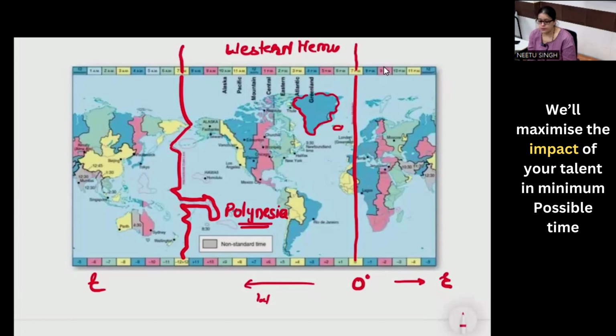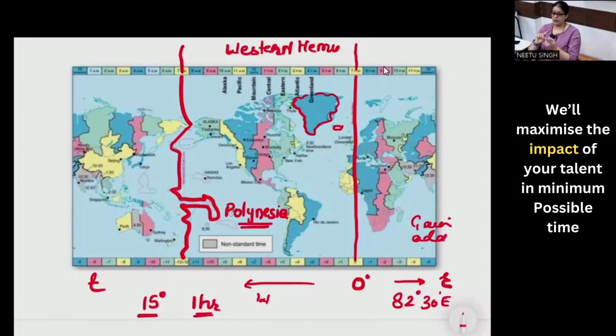Latitude goes with thermal zones. Longitude goes with time. East, gain, add. So Indian prime meridian is 82 degrees 30 minutes east. So we are 5.5 hours ahead of prime meridian time. West, lose, subtract. And what do you have to do, subtraction and addition? Every 15 degrees of longitude is 1 hour. That is the reason we divide our globe into 24 time zones.